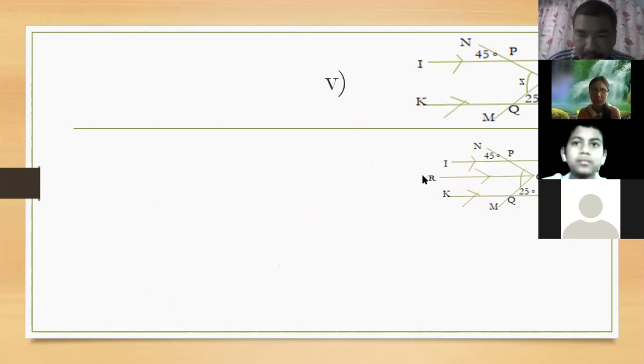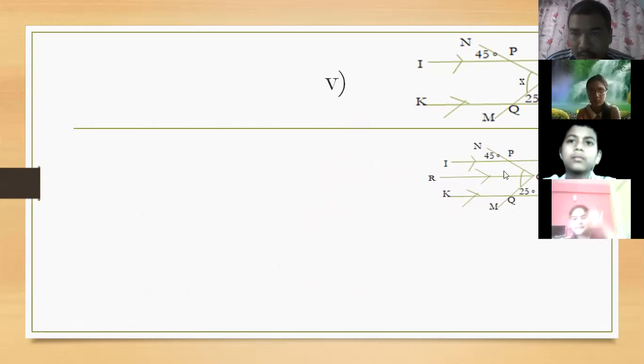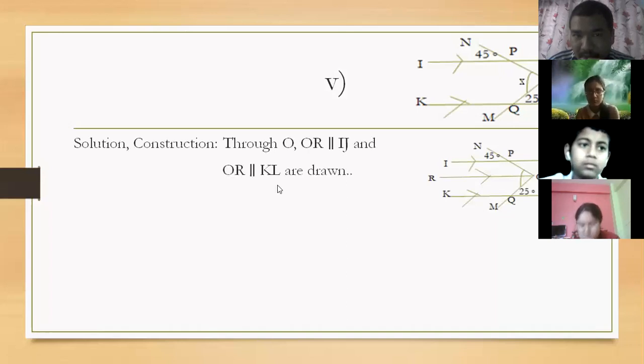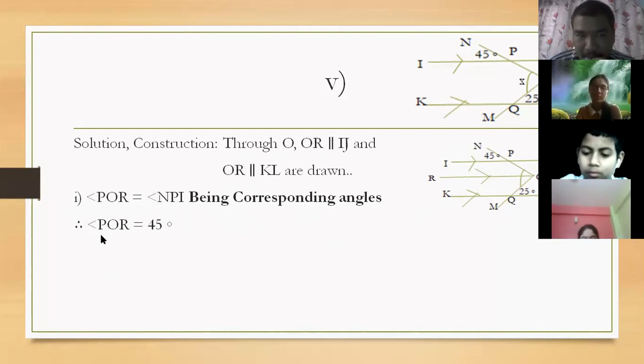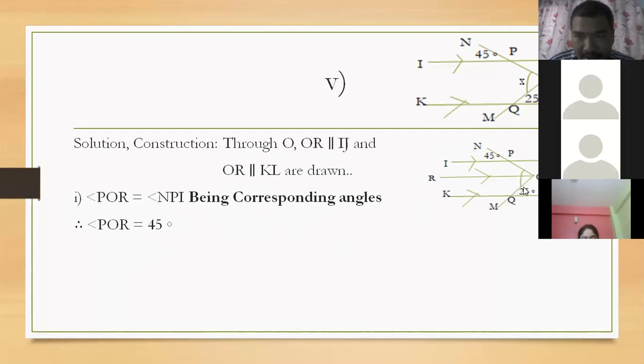Okay, children. Then the upper one, what will this be? Look here, I am showing the construction first, this side. I have told just now, this is drawn parallel to this, and angle POR equals angle NPI. POR equals NPI being corresponding angles. Then we have to write therefore angle POR equals 45 degrees. This angle became 45 degrees and the lower angle will be 25 degrees because ROQ and OQL, these two angles will be alternate angles. Okay, Prajwal?